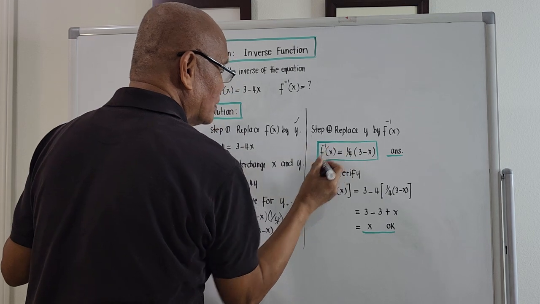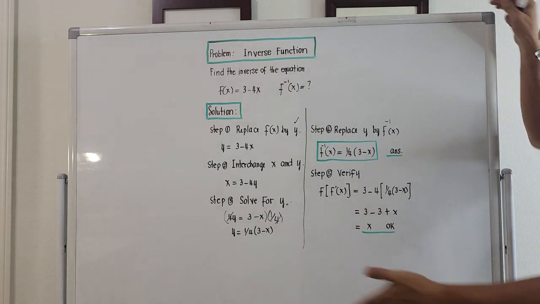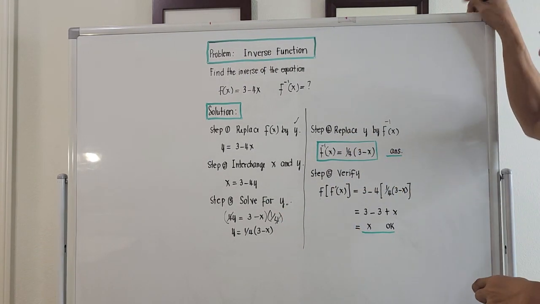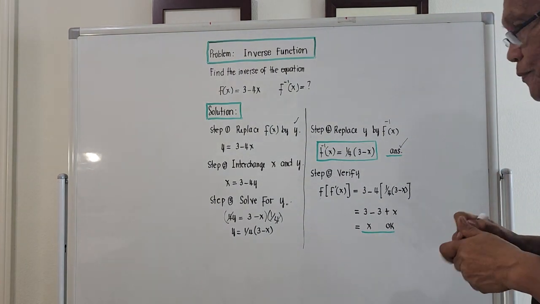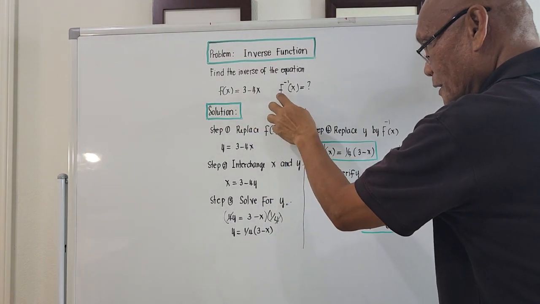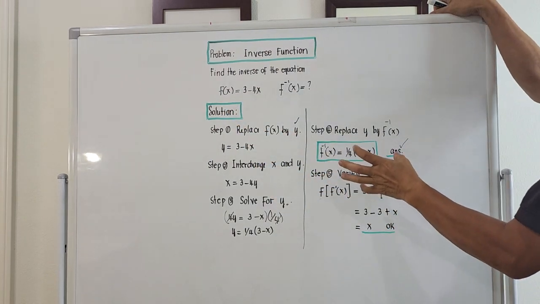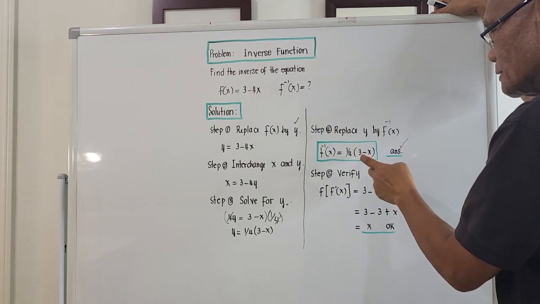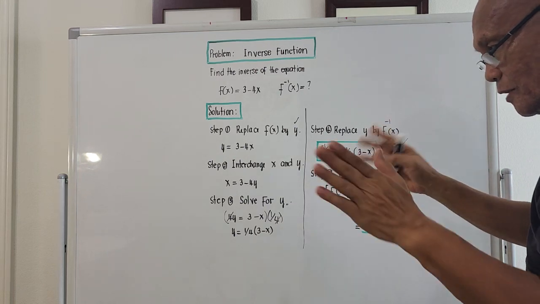So f to the negative 1 of x should be equal to, the right hand side, I will just copy it, 1/4 of the quantity 3 minus x. This is already our answer. Because from the definition of inverse function, if f of x is this, f to the negative 1 is actually the inverse of this. So the inverse of the given function 3 minus 4x is actually 1/4 times the quantity 3 minus x.